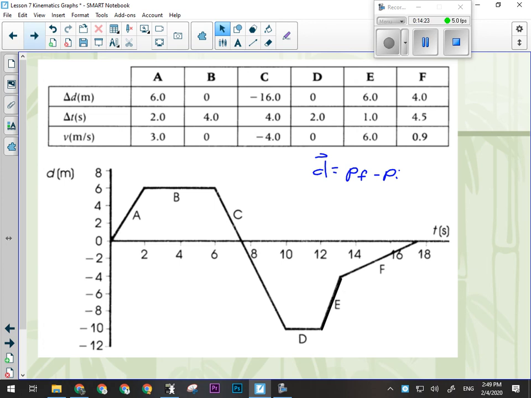All right. If I want to calculate the total distance traveled, I need to figure out how far I go in each section of the graph, because it's not a matter of where I end up and where I started, it's a matter of what I did in between. So in part A, I go from a position of 0 to a position of 6. How far did I go? 6 meters. How far did I go in B? 0. From here to here is another 6 meters, and then from here to here is another 10 meters.